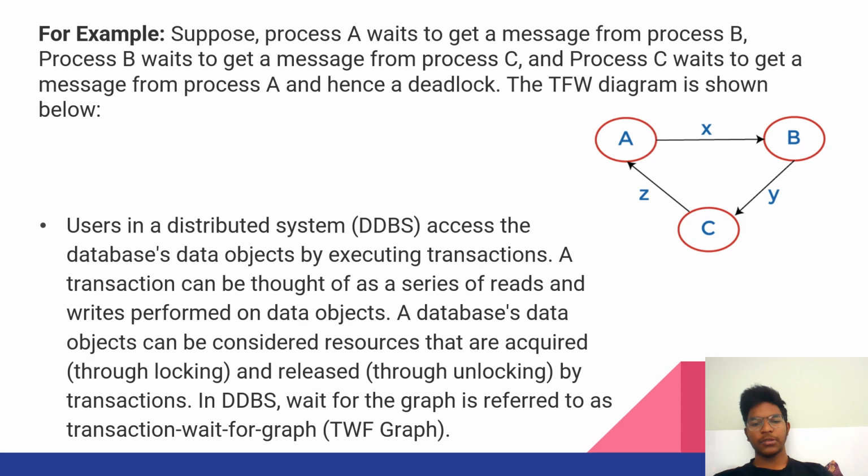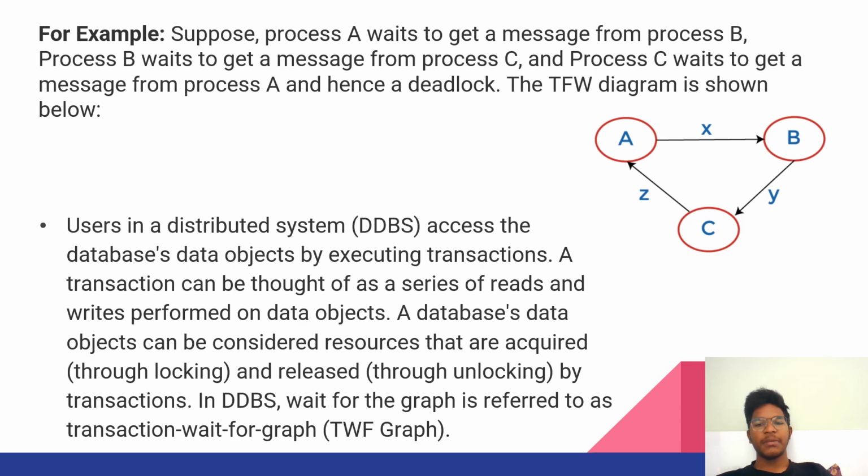For example, suppose process A waits to get a message from process B. Process B waits to get a message from process C, and process C waits to get a message from process A. Hence, a deadlock. The WFG diagram is shown below.